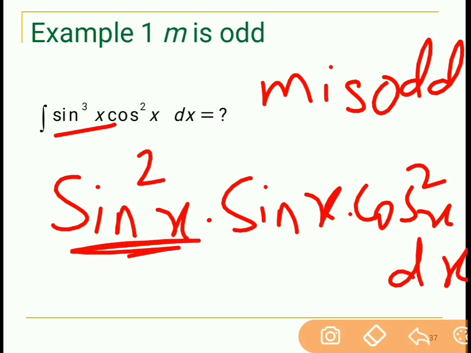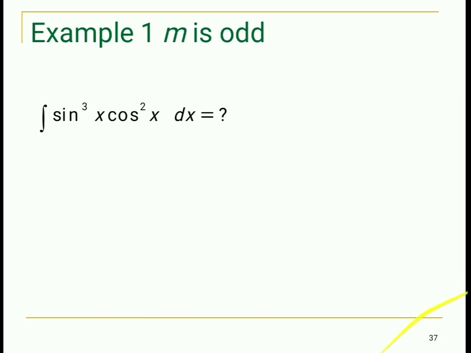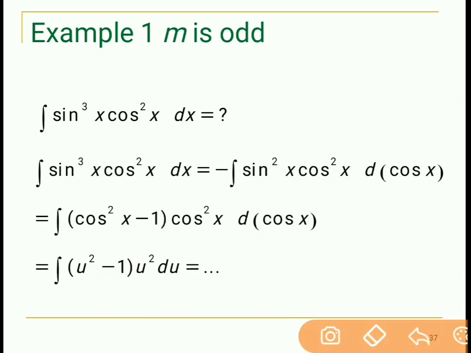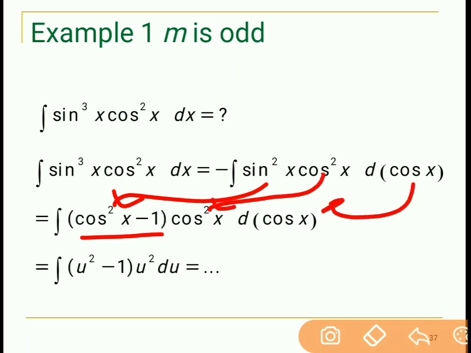Now sin square x can be converted into 1 minus cos square x. Using this identity, sin square x can be written as 1 minus cos square x, and there is a negative sign. Why is there a negative sign? Because we have sin cube x as sin square x into sin x, and sin x into dx can be written as the negative of the derivative of cos x. Because of this negative sign, 1 minus cos square x can be converted into cos square x minus 1. So we have cos square x minus 1 as the replacement of sin square x, and cos square x as the second term, and then the derivative of cos x.